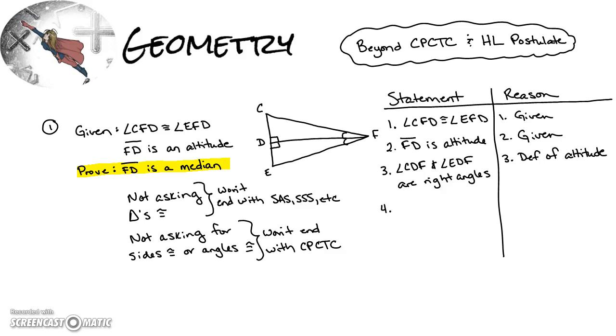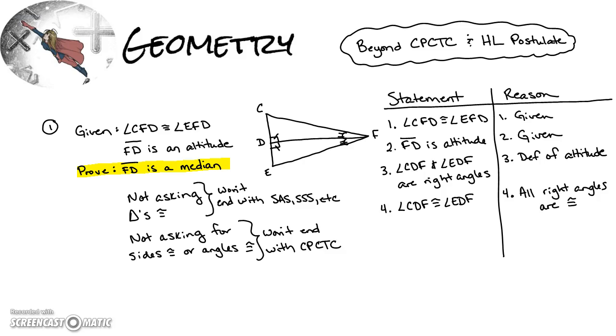Now, since those angles are both right angles, we know that they're congruent to each other, so we have to say that. So we're going to say angle CDF is congruent to angle EDF. And the reason they're congruent is because they're right angles, so you literally just write that: all right angles are congruent. So that's our reason. And then let's just put a little mark. So we know those are congruent. We know these are congruent because that was given.